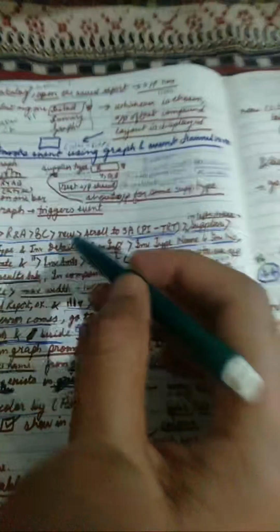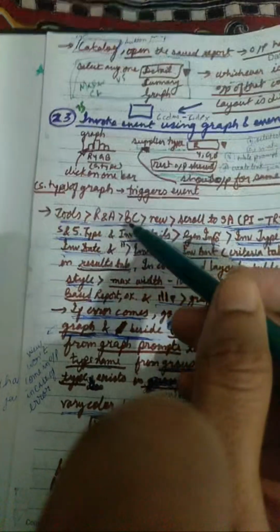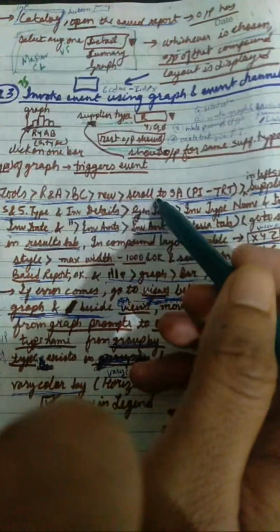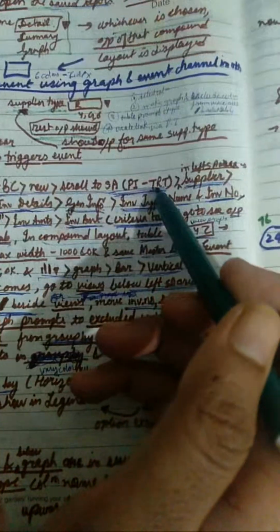So first of all, this is my navigation: tools, reports, analytics, browse catalog, new. I'll scroll to the subject area, then we'll go to payable invoices, transaction real time. In the left side subject area you have supplier. We'll select supplier and supplier type. In the invoice details, in the general information I am selecting invoice date, invoice number, invoice type name. Then again in the invoice details you have invoice amounts, so I am selecting invoice amount here.